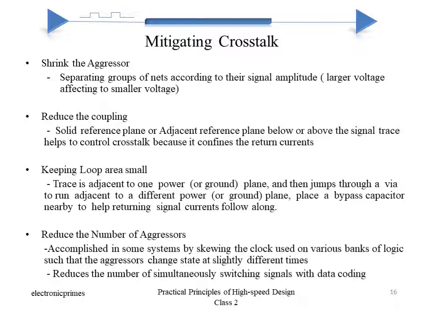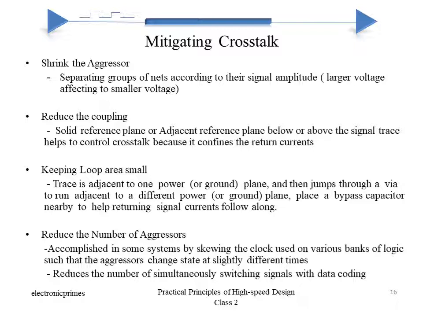Second, reducing the coupling. If you can provide a solid reference plane or adjacent reference plane below or above the signal trace, that would help to control the crosstalk between its confines. Third is keeping the loop area small. A trace which is adjacent to one power or ground plane and then jumps through a via to run adjacent to a different power or ground plane.